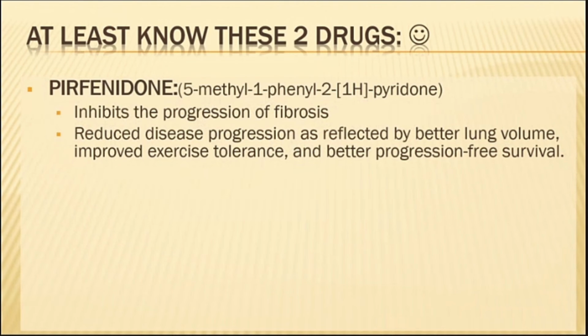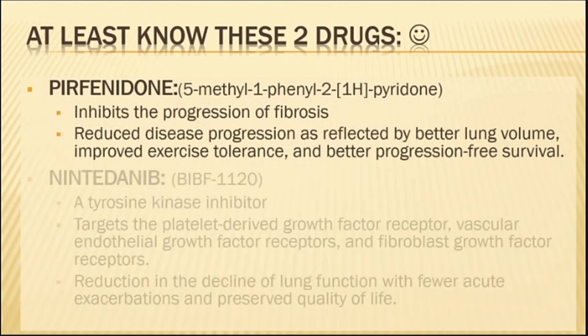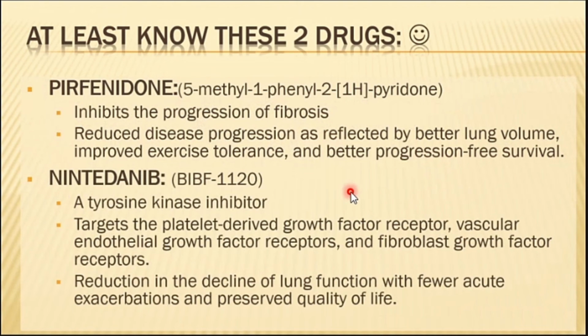In addition to pirfenidone, the second drug which has come, which is also very effective now, is nintedanib. If it ends in a nib, then you know it is a tyrosine kinase inhibitor. A majority of all nibs are tyrosine kinase inhibitors. So nintedanib basically targets PDGF, VEGF, and FGF. With nintedanib also, what we've seen is a significant reduction in the decline of lung function, with fewer exacerbations and preserved quality of life.